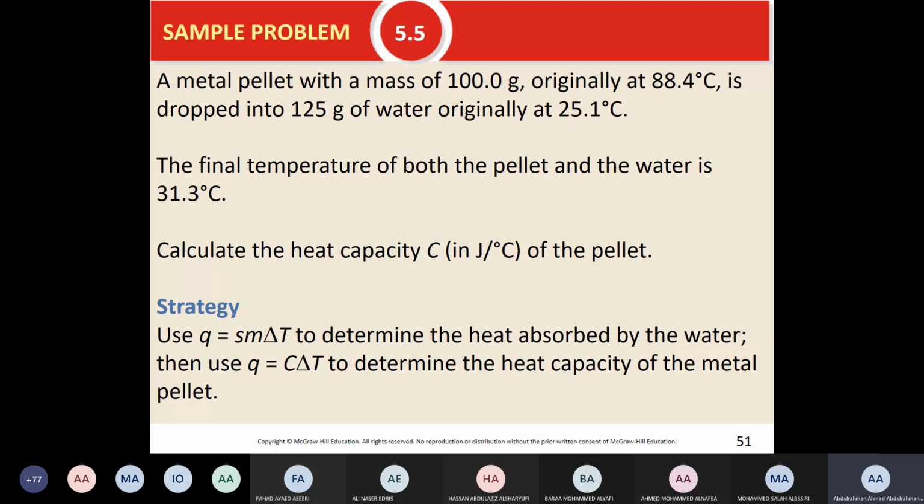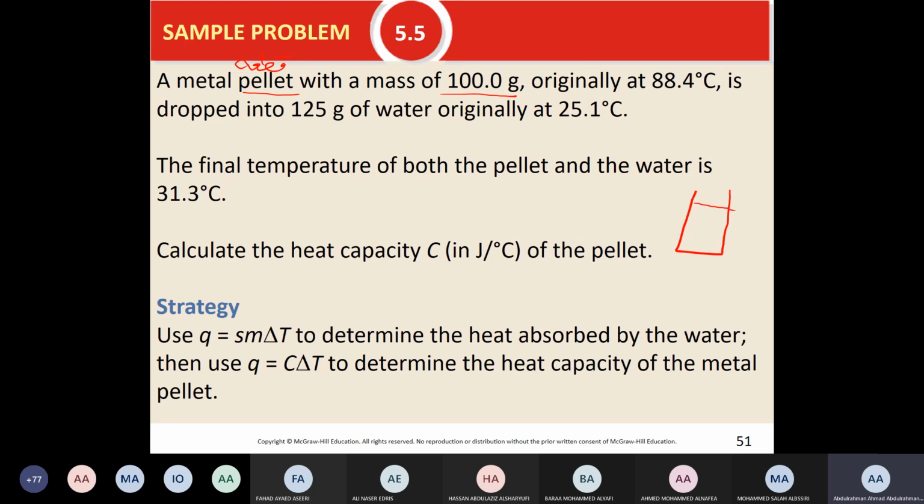A metal pellet with a mass of 100 grams. So we have, this is the cup. We have a billet. What's billet mean? What's the meaning of billet? A piece of metal, a piece of metal of 100 grams, originally at 88.4 degrees C, is dropped into 125 grams of water, originally at 25.1 degrees C. So we have water here.